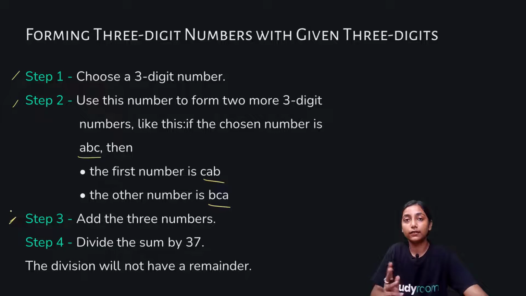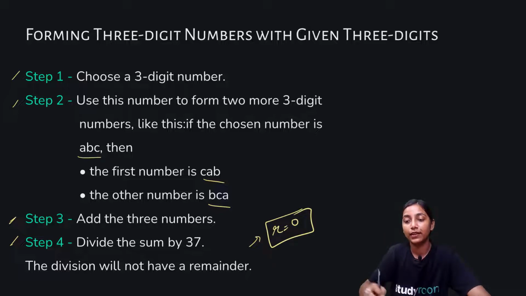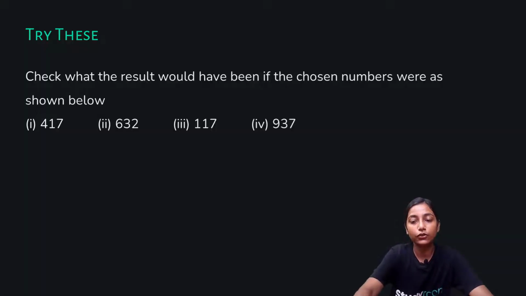Now, in the third step, we will be adding all these 3 numbers: the original number and the 2 new numbers we got from that original number. And at the last step, we will divide the sum of these 3 numbers by 37. You will see that the division again will have no remainder. That is, our remainder will come to be 0. Let's follow all these steps.